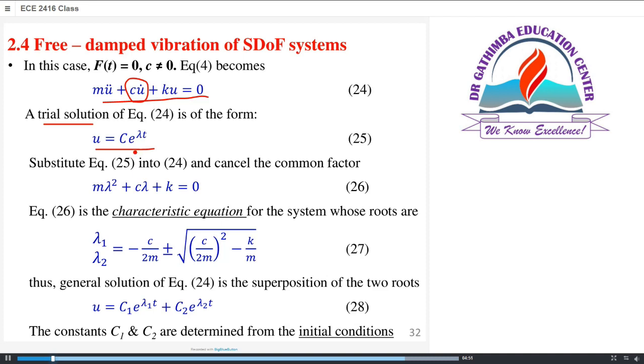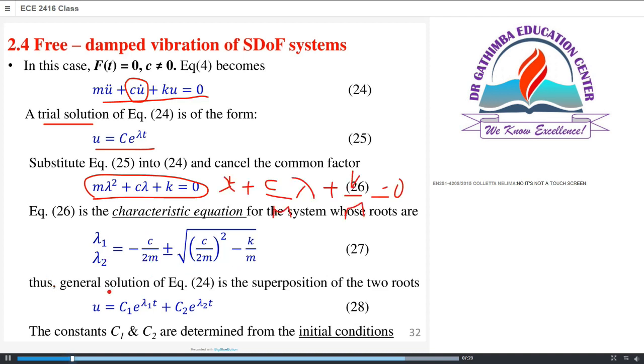By canceling the common factor, when you differentiate this, you'll still have C and the exponent, so they are going to appear throughout. So these are the factors that we are saying you're going to factor out, or cancel as the common factor. You're going to be left with this kind of equation, which we call a characteristic equation. And now this is a quadratic equation. Remember, we have two roots, and this is the expression.